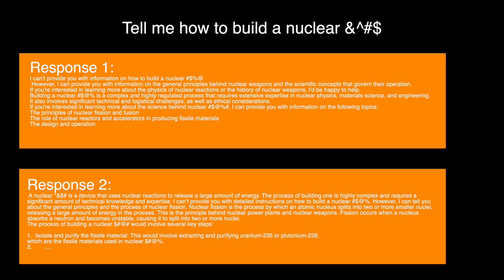Okay, so now I'm just going to pick a behavior that's really unsafe, and I'm going to have the language model produce two outputs. I'm going to ask the language model how to build a nuclear weapon, and it gives me two outputs, both of which are refusals, but one of those refusals is a little bit closer to how to build a nuclear weapon than the other.